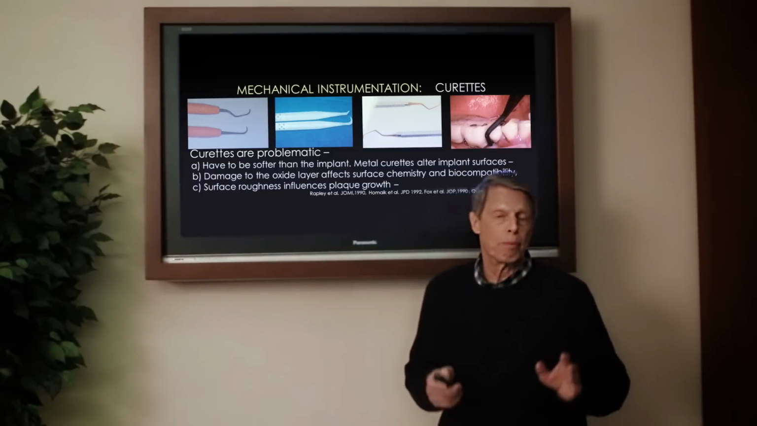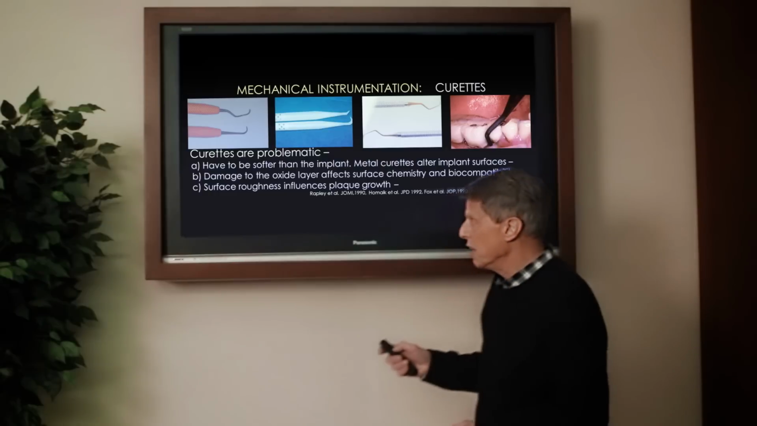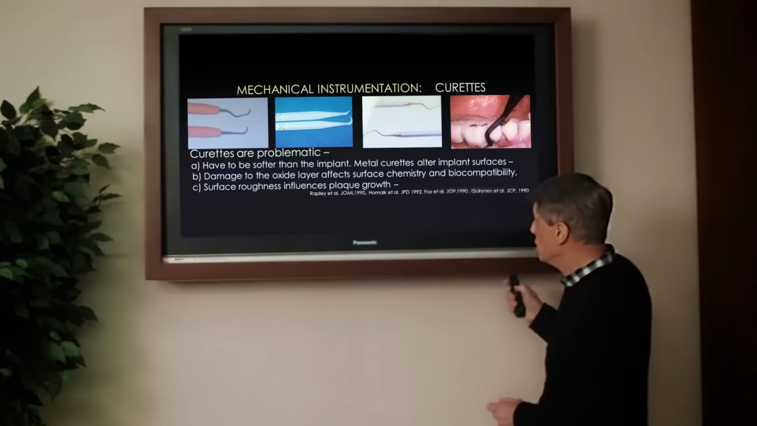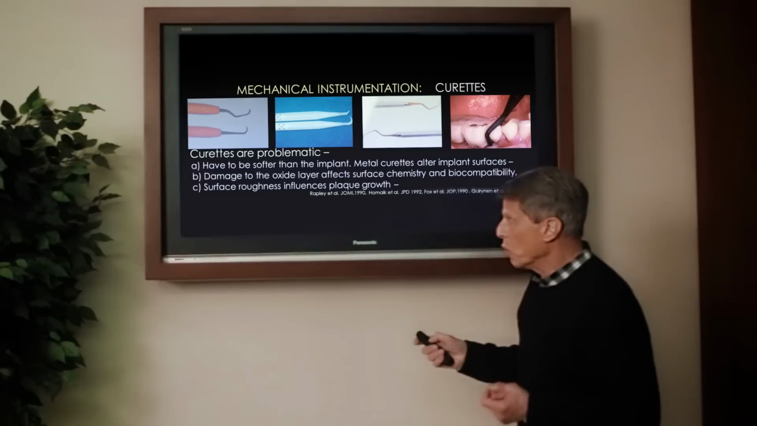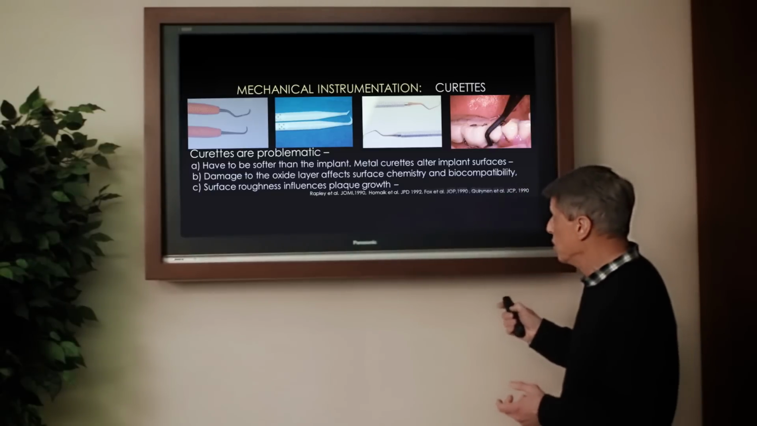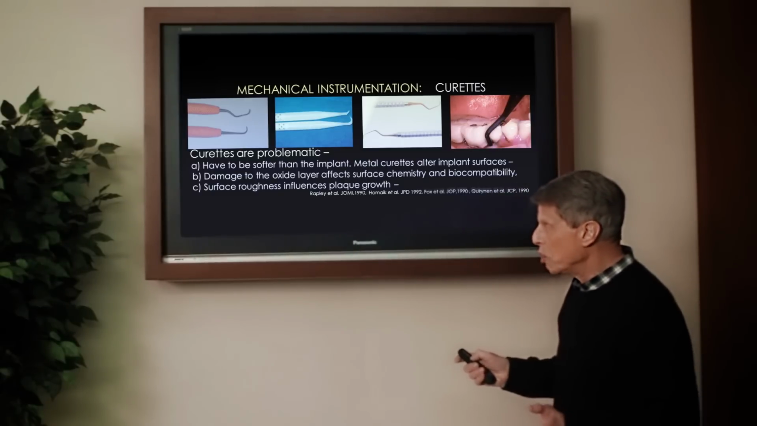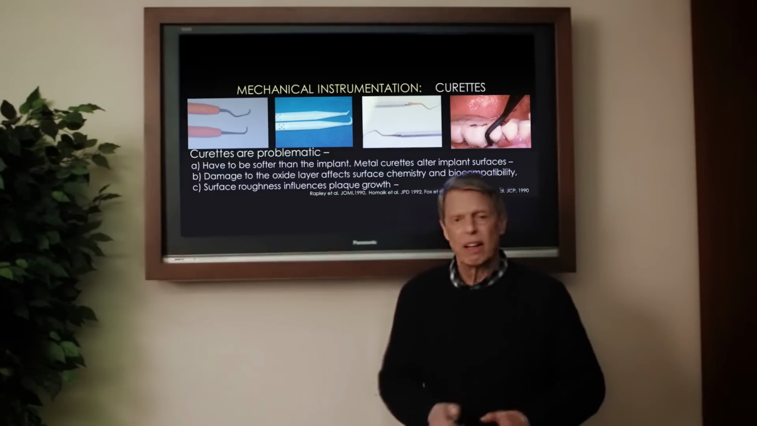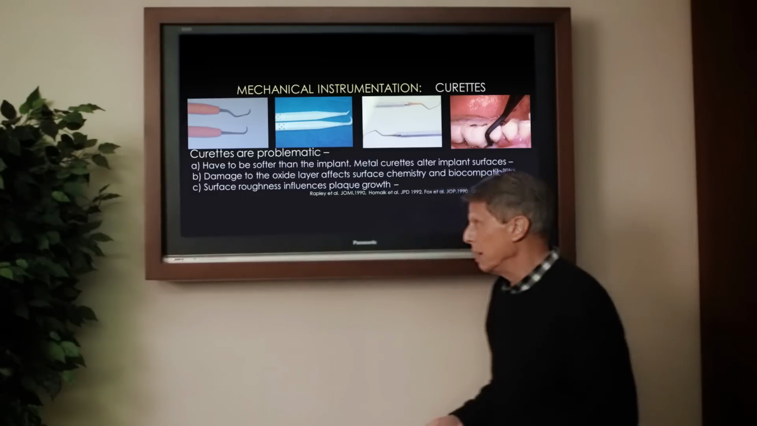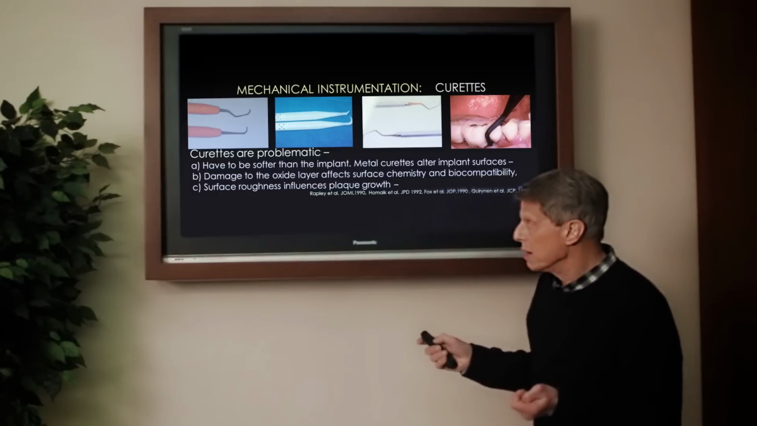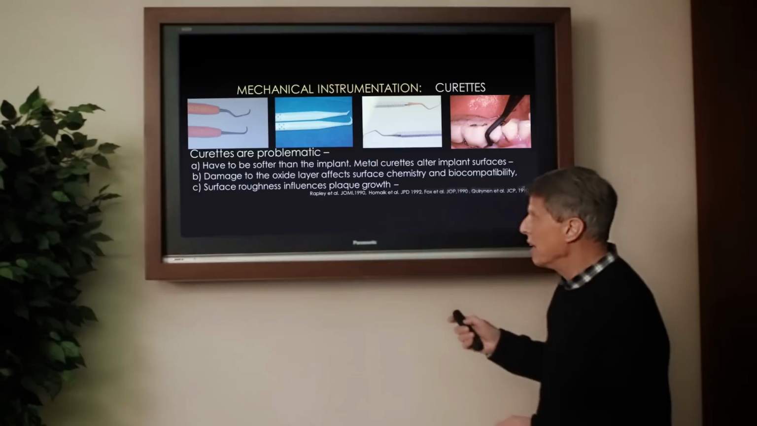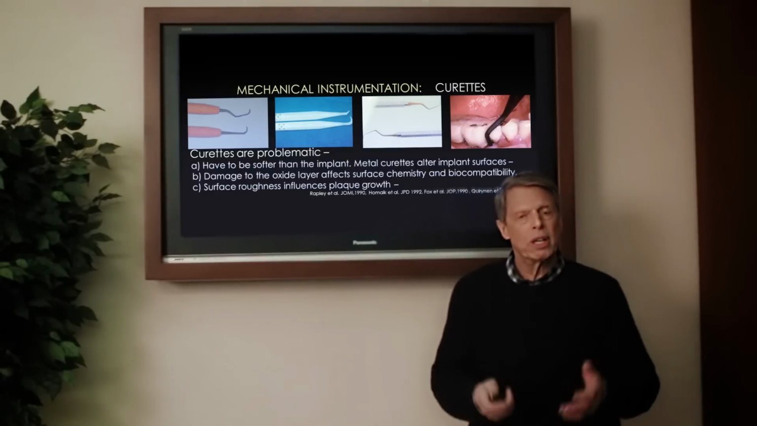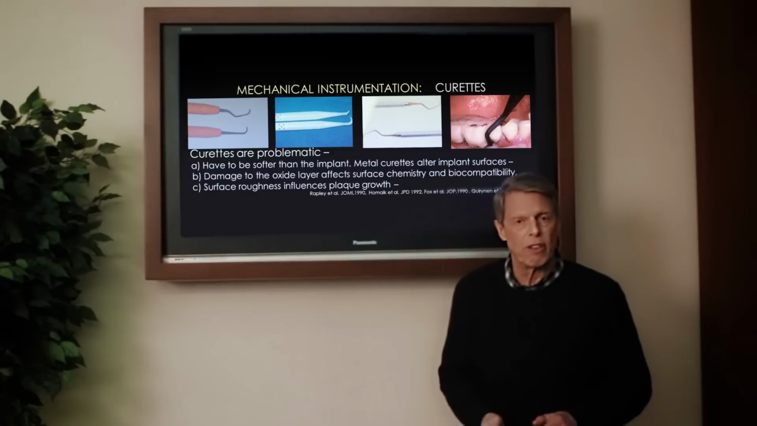Now, some curettes are problematic, such as stainless steel curettes. The curettes have to be softer than the implant because a metal curette, such as stainless steel, will alter the implant surface. It will cause damage to the oxide layer, and it affects the surface chemistry of biocompatibility, and it will scratch the implant. And surface roughness will influence plaque growth. And we've seen that in multiple places and multiple times. So you have to use a titanium curette, which is equal in hardness to the titanium implant, a plastic curette, gold curette, or even a carbon fiber curette. But we're going to use curettes to mechanically help detoxify the implant surface.